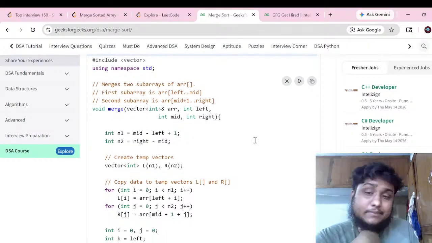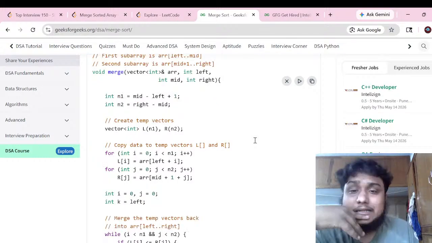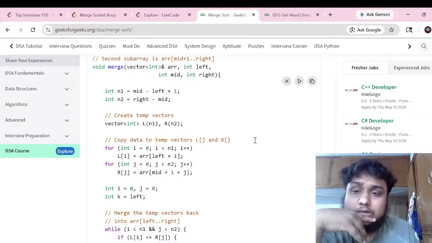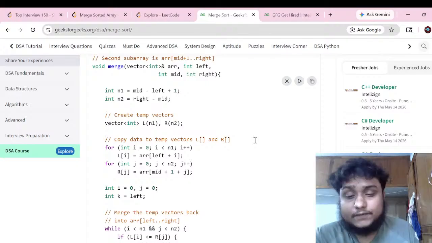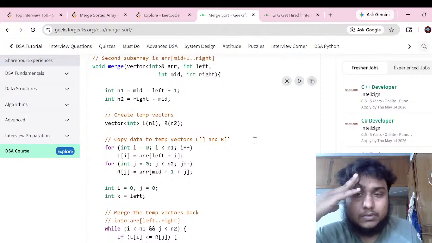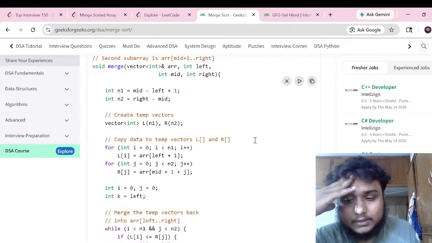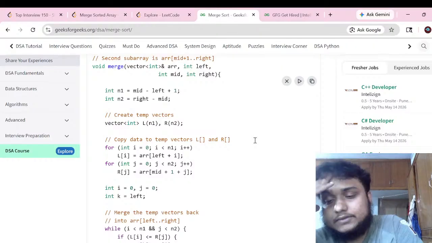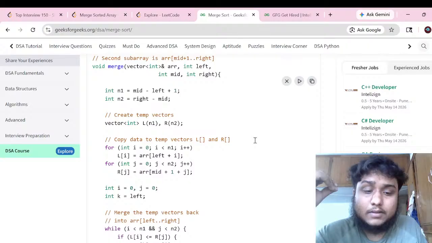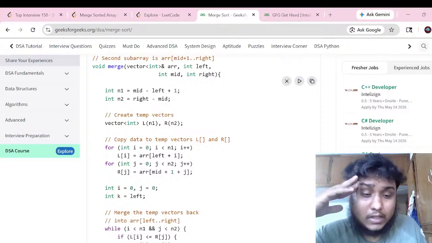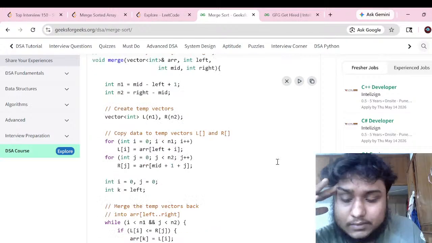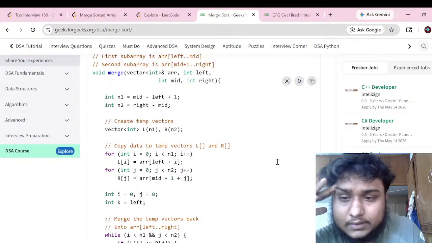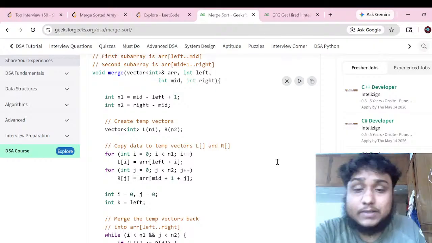We have to add them, so we write a void merge function, and instead of an array we take a vector. So int is the data type, and the array, int left, and this is going to be very typical in a way. So how to solve this problem, let's see. It's giving that int n1 is equal to mid minus left plus 1.